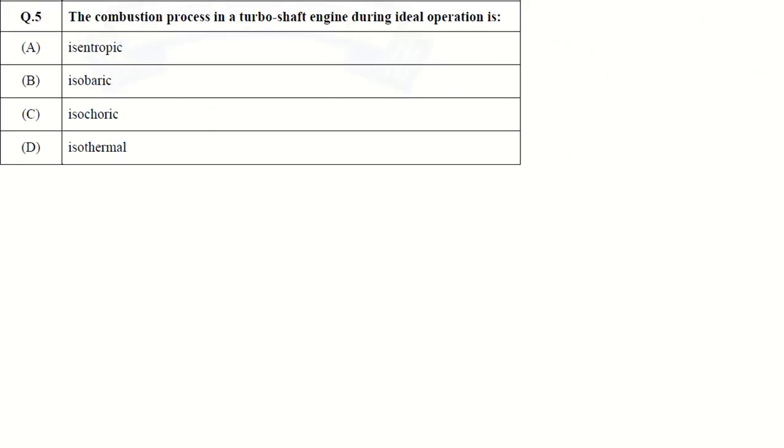Next question is, the combustion process in a turboshaft engine during ideal operation is. So if we study the Brayton cycle, you will easily find out. According to the basic Brayton cycle, 1 to 2 condition is isentropic. So what is 1 and 2 condition? This is the compressor, this is the turbine, and here is the combustion chamber.